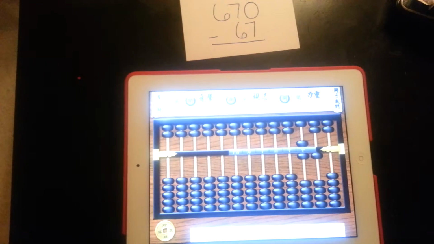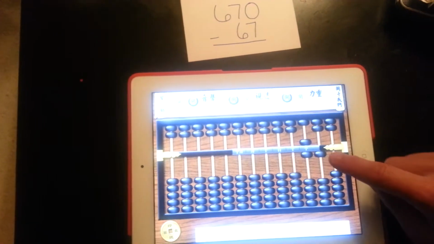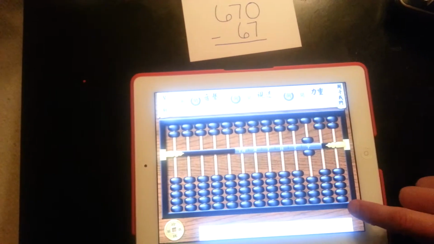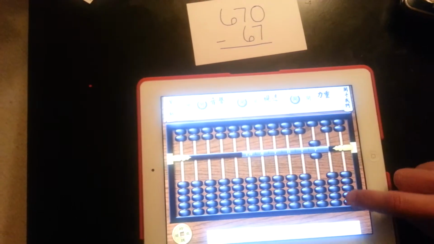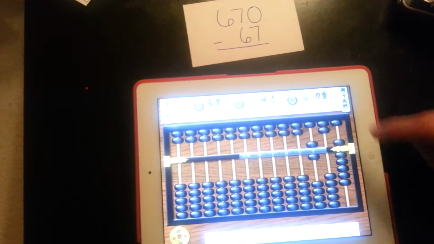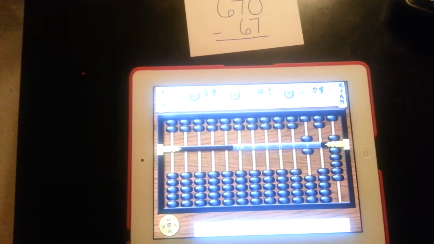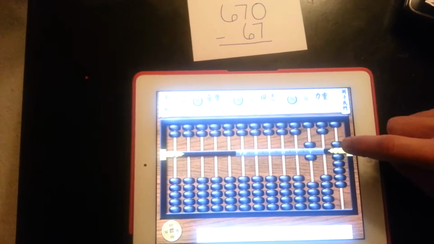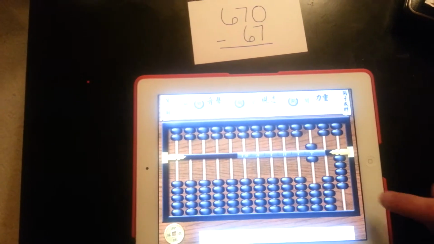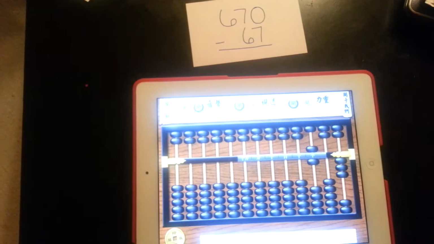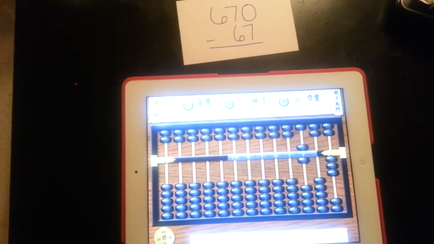Therefore, we need to move over to our tens place and clear our beads and show the 10 regrouping on the first bar. Now we have 10 and we need to subtract 7. So we're going to move 1 heavenly bead up and 2 earthly beads down, leaving us 3 in the ones place.